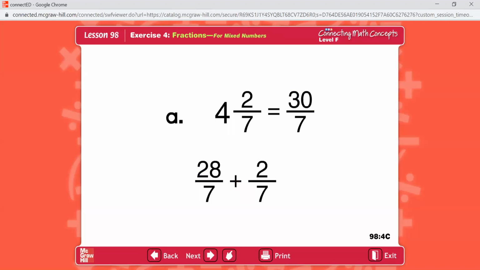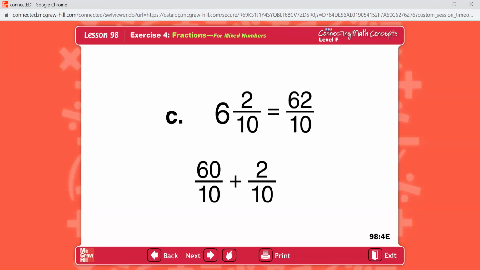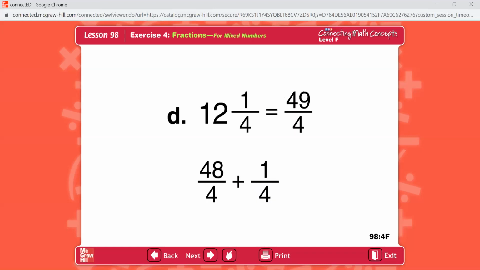Problem B, 10 5/9. Work the problem, pause the video now. Here's your answer. Problem C, 6 2/10. Pause the video now to work the problem. Here's your answer. And problem D, 12 1/4. Pause the video now. Here's what you should have.